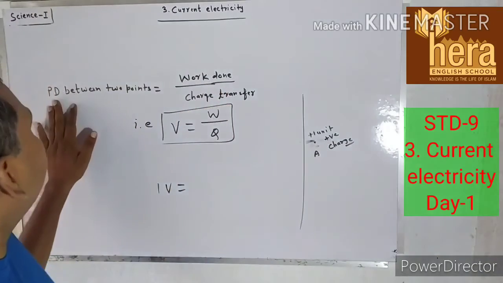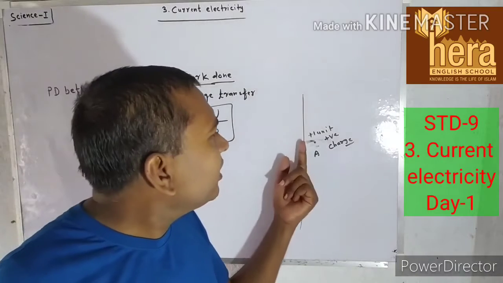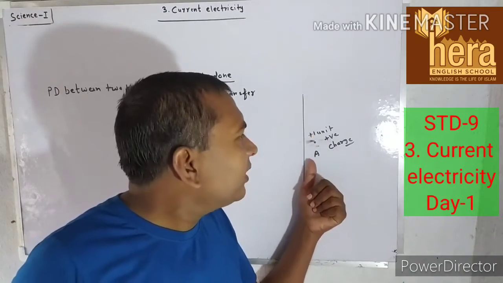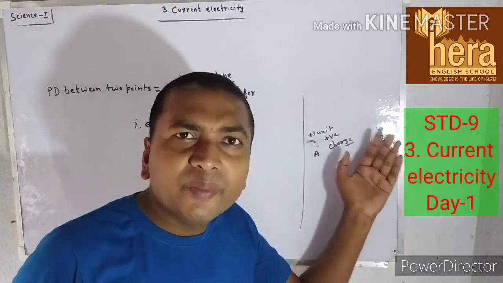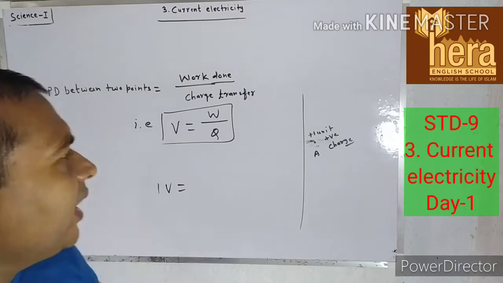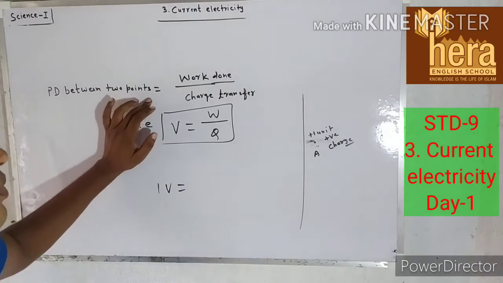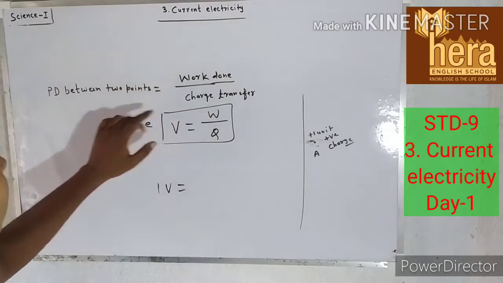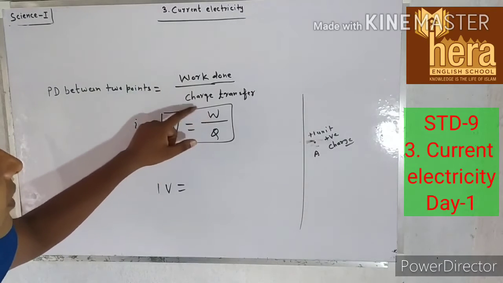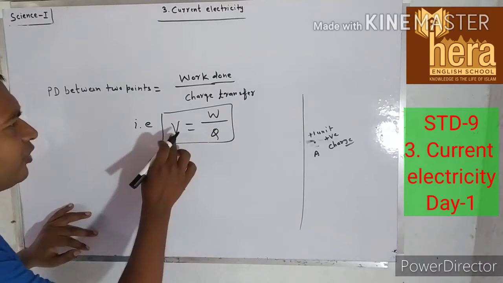So if you want to define potential difference between 2 points, then the amount of work done to move a unit positive charge from point A to point B is known as electric potential difference between 2 points, and it is given by work done upon charge transfer. Potential difference between 2 points, that is V, is equal to work done W upon charge transfer, that is Q.